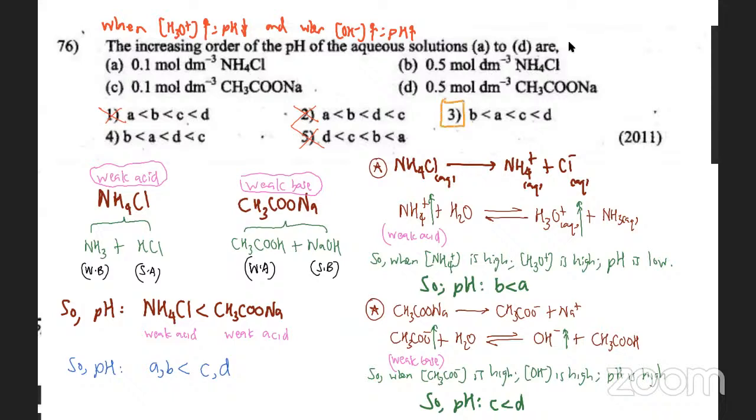Okay, right. If you want a shortcut, you can first figure out weak acid and weak base, and then if acid concentration is high, pH should be less between them. If base concentration is high, pH should be high. Based on that also you can quickly decide the answer. Done. Okay, moving on.